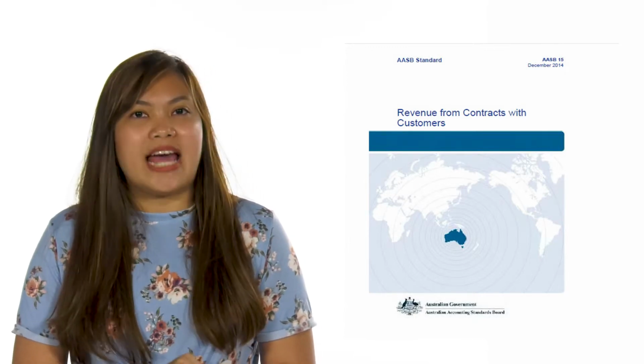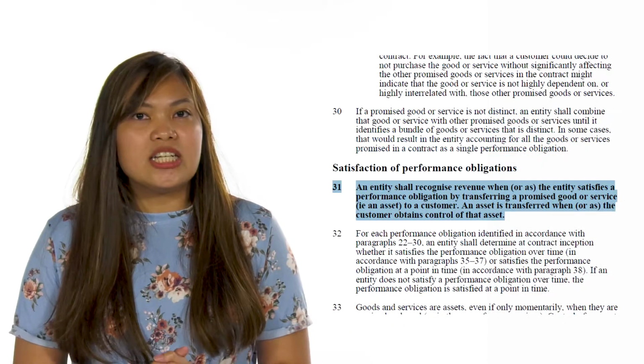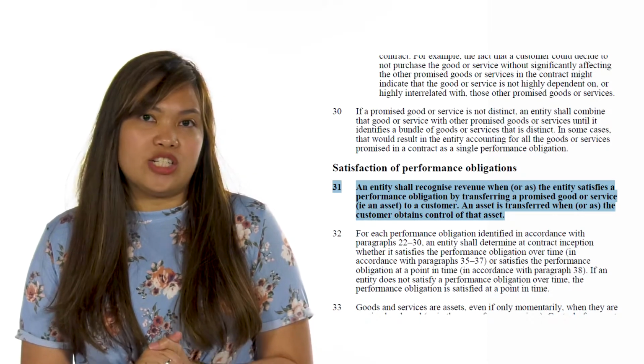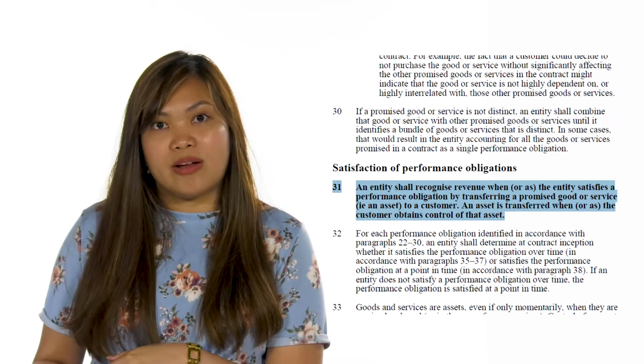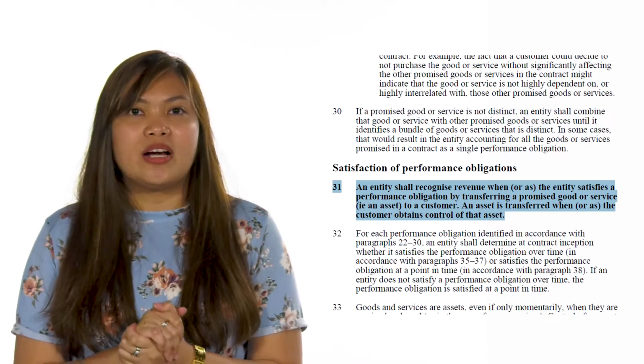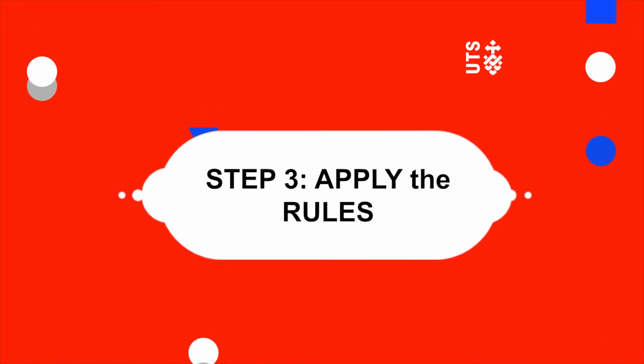As we read through the standard, we reach paragraph 31, which states, "An entity shall recognize revenue when the entity satisfies a performance obligation by transferring a promised good or service to a customer. An asset is transferred when the customer obtains control of that asset." This brings us to the application part of the process. Step 3. Apply the rules or standards to the case.